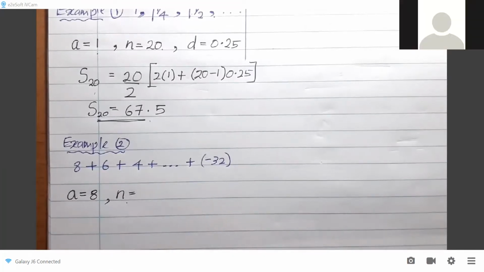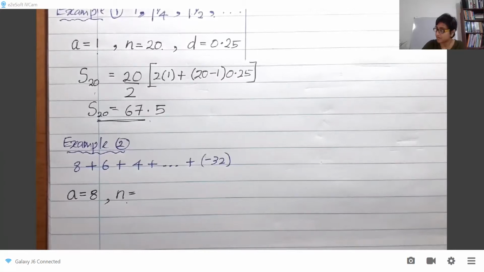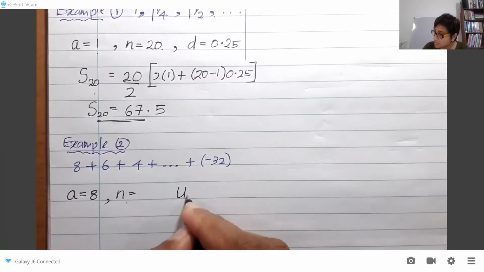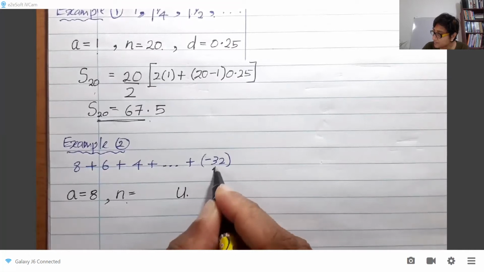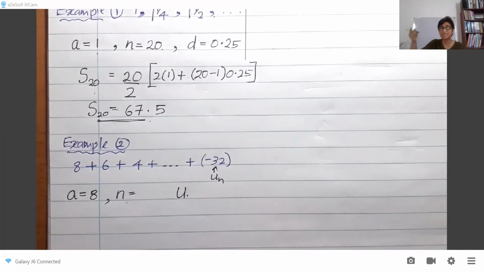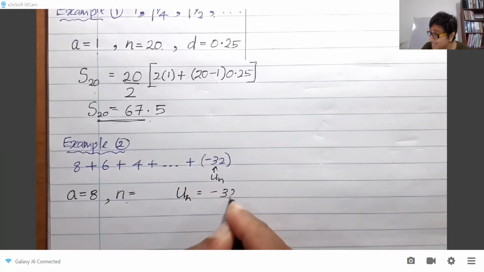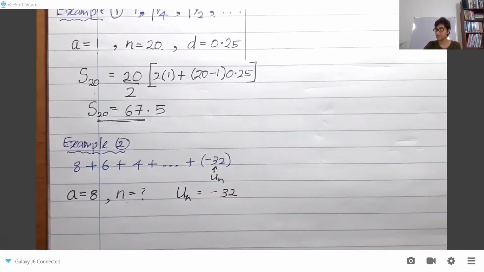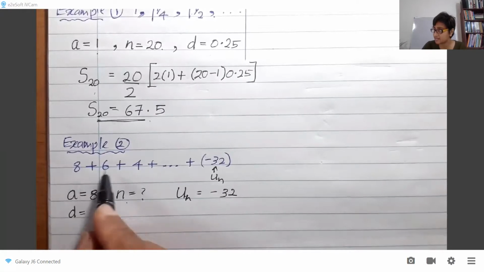Teacher, we should find it. You should find it. Good. We don't know n, but we know the last term, so let's call this Un. I don't know which number term that is. I don't know whether that is the 10th term or the 20th term or the 100th term. So I know Un is minus 32. I have to find n. Do I have d? I have d: 6 minus 8, that's minus 2.